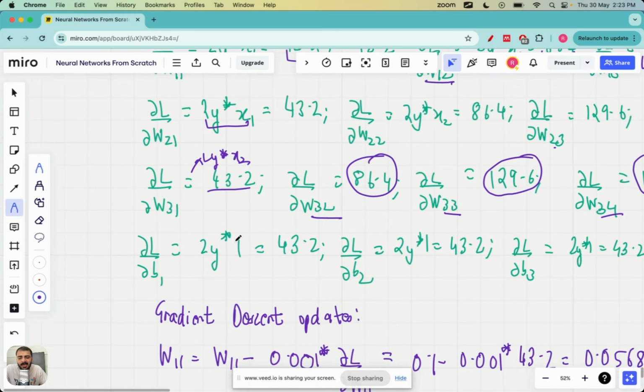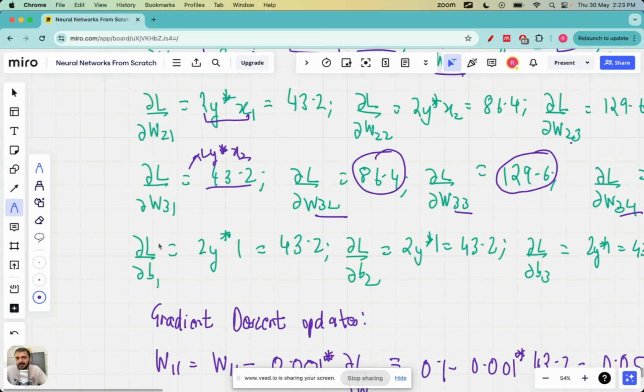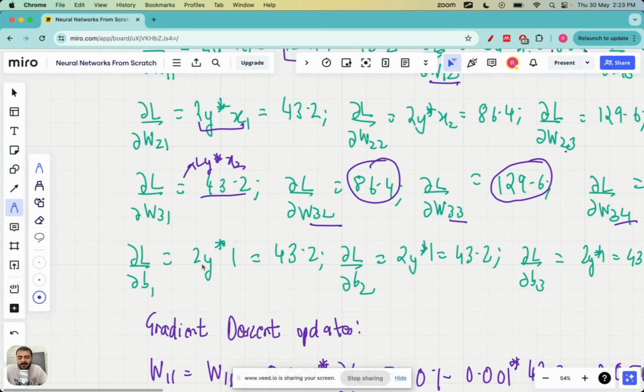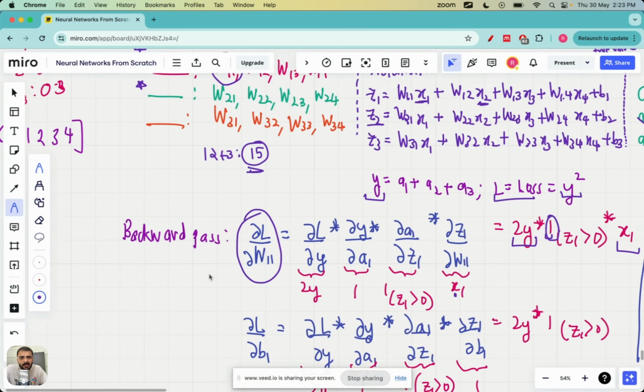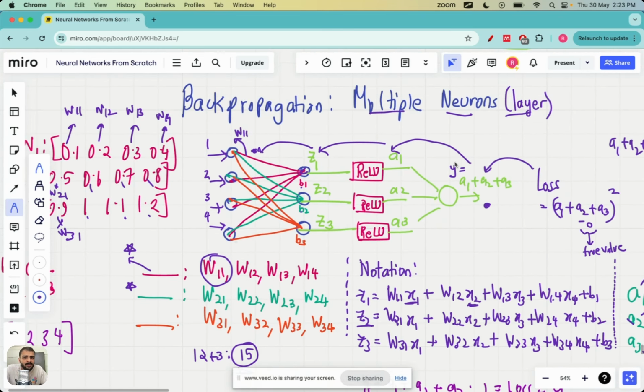So now let us calculate the partial derivative of loss with respect to the biases. With respect to the first bias, let's look at it from the diagram. The partial derivative of loss with respect to b1 is the partial derivative of loss with respect to y, multiplied by y with respect to a1, multiplied by a1 with respect to z1, and multiplied by z1 with respect to b1. And remember, the partial derivative of z1 with respect to b1 is equal to 1.